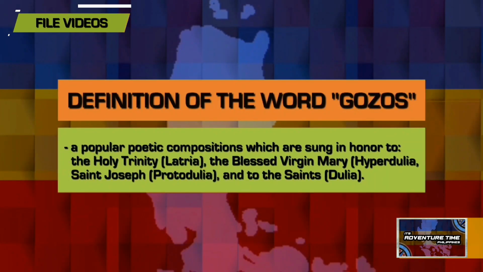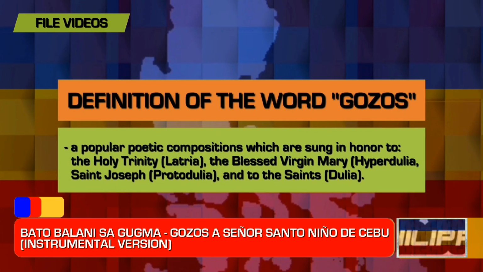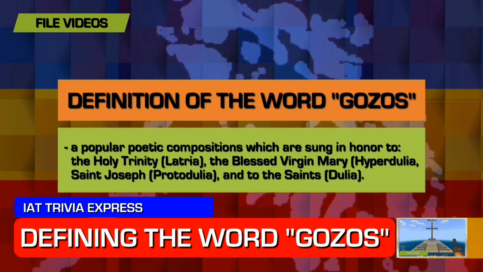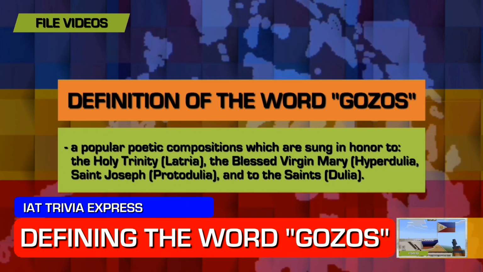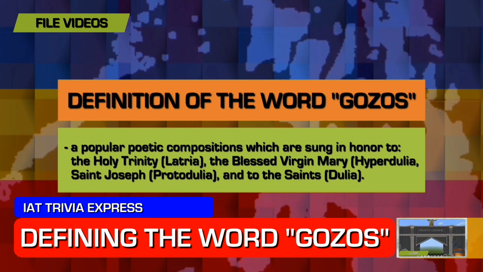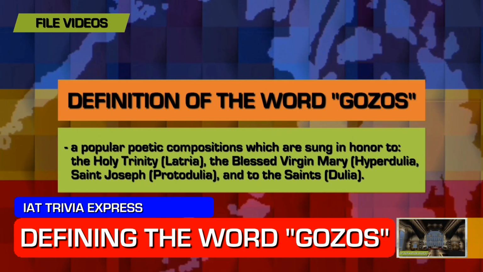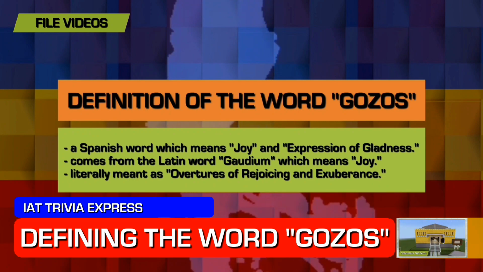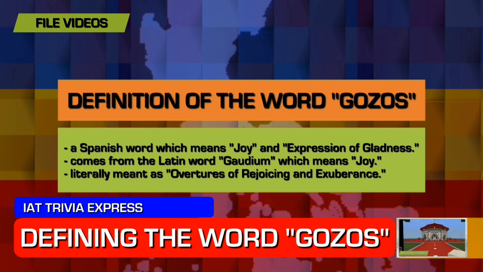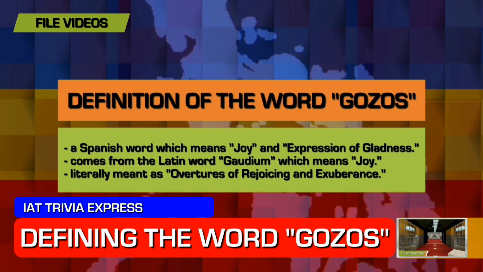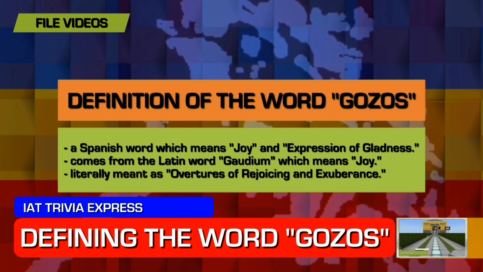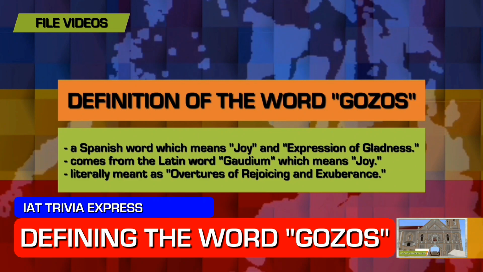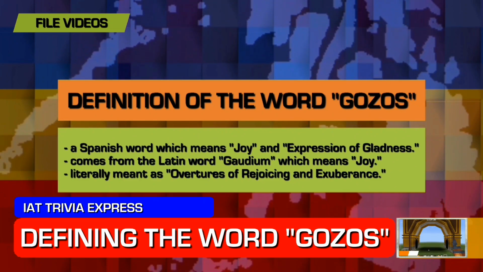The gozos is a popular poetic composition which is sung in honor of the Holy Trinity, or the Latria; the Blessed Virgin Mary, the Hyperdulia; Saint Joseph, the Protodulia; and the saints, Dulia. Gozos comes from the Spanish word which means joy and expression of gladness, and from the Latin word gaudium, which means joy. Thus, gozos literally means overtures of rejoicing and exuberance.